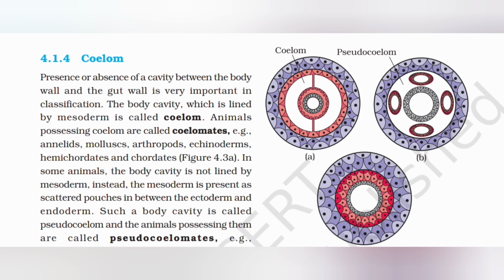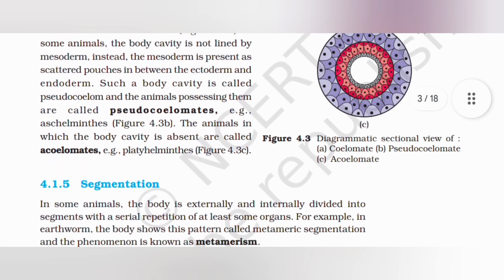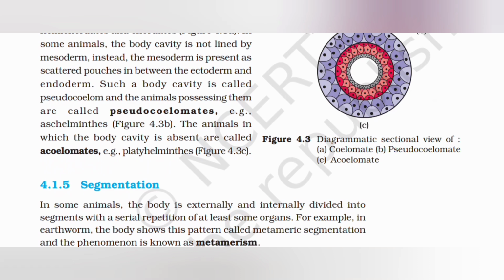In some animals, the body cavity is not lined by mesoderm. Instead, the mesoderm is present as scattered pouches in between the ectoderm and the endoderm. Such a body cavity is called pseudocoelom, and animals possessing it are called pseudocoelomates. Example: Aschelminthes, figure 4.3b. The animals in which the body cavity is absent are called acoelomates. Example: Platyhelminthes, figure 4.3c.